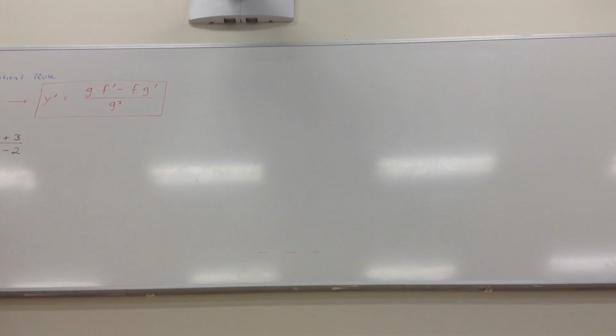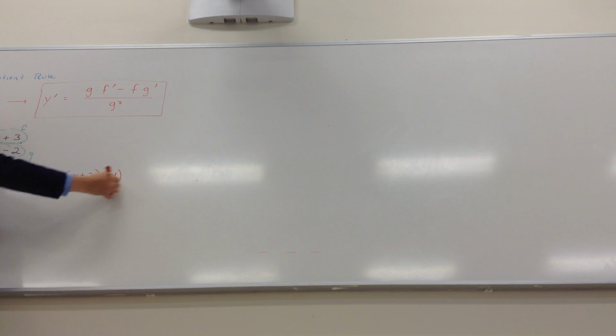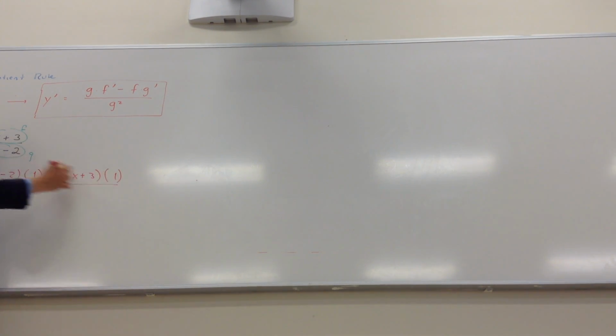Now, f is going to be the numerator, g the denominator. So if we apply the rule directly, the derivative will be (x minus 2) times the derivative of x plus 3. Just 1. Why? Because the derivative of x is 1 and the derivative of 3 is 0. So it's 1. Minus (x plus 3) times the derivative of x minus 2, 1 again, over the denominator (x minus 2) squared.